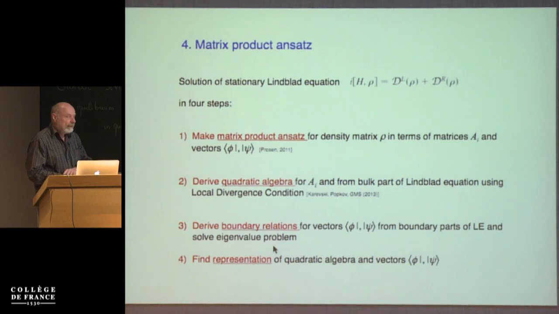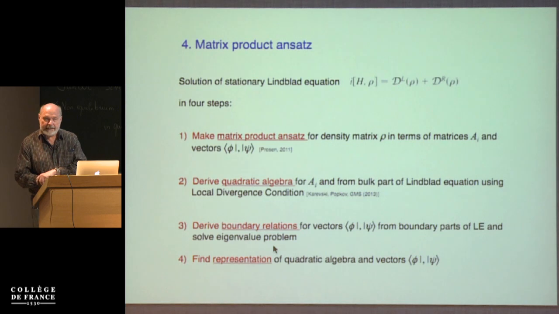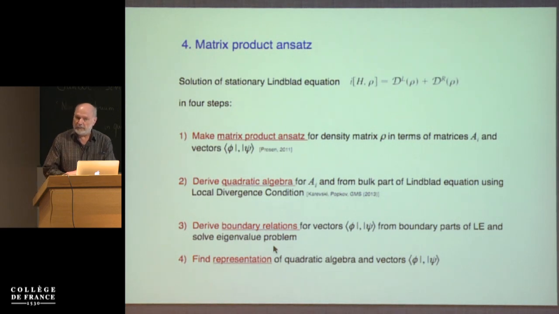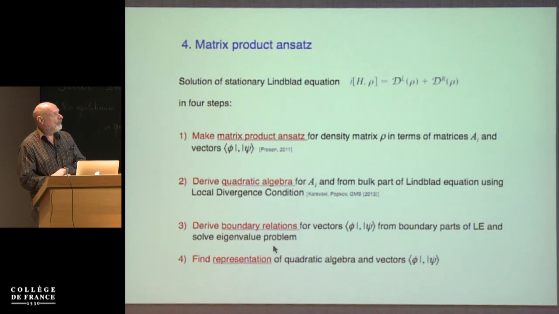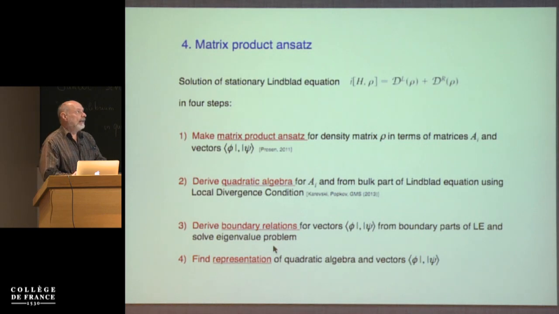Now, how can we solve this problem? Again, we have a matrix of dimension 2 to the power n, and we have a linear operator acting on it. So basically, we have to solve 2 to the power n equations. This is not very difficult if n is small. You can just put it on a computer and solve it. But for large n, this is of course a problem. It grows exponentially in n.